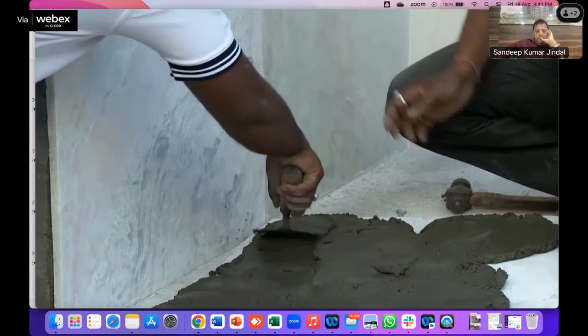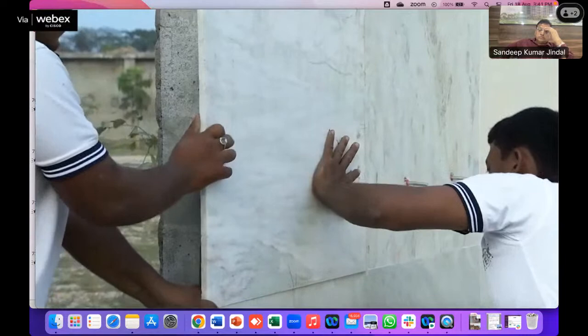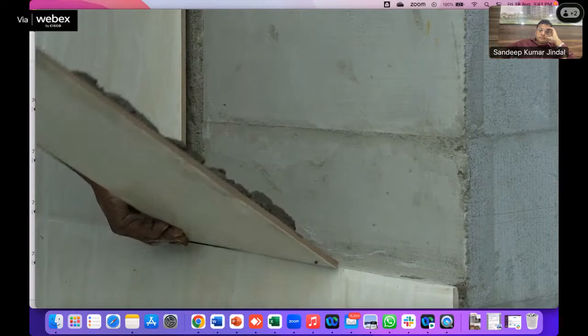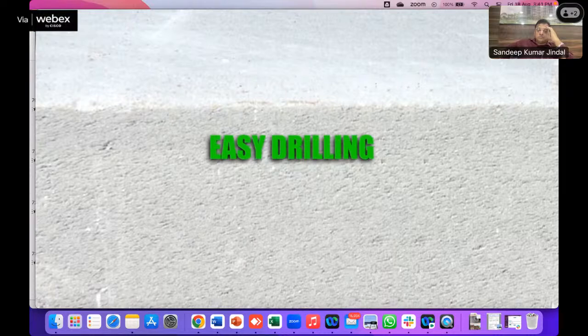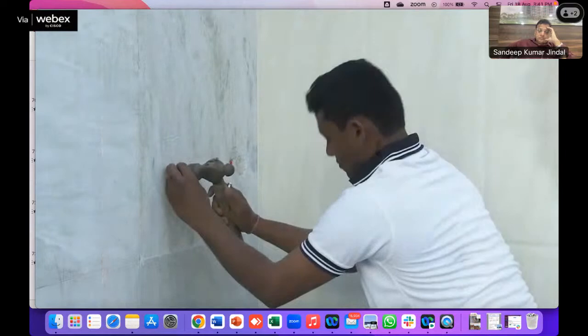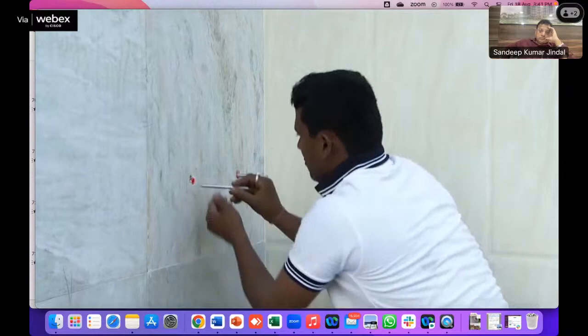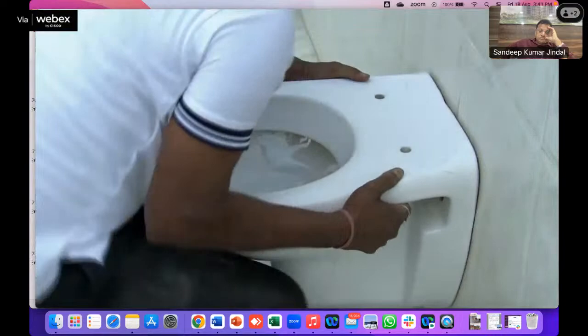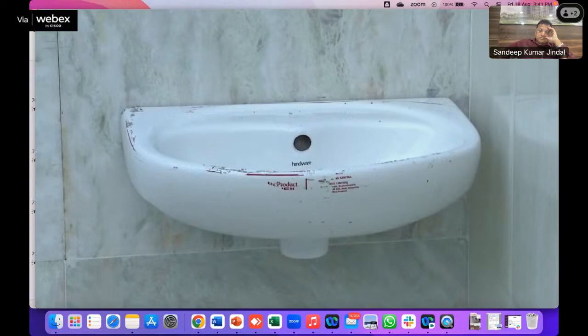Though lightweight, the walls made of AAC blocks are sturdy and can effortlessly support heavy marbles. Large tiles can easily be bonded to the walls. The AAC blocks can be effortlessly drilled by using normal drill machine to add various fixtures. After drilling, the holes can easily be blocked with roll plugs and fitted with the screws. A wash basin, commode, and other fixtures can easily be hung onto the wall.